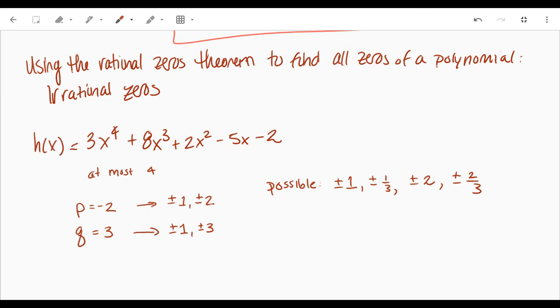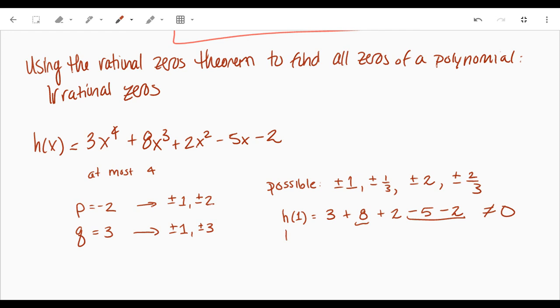So next, if I do h of 1, I get 3 times 1 to the 4th plus 8 times 1 cubed plus 2 times 1 squared minus 5 times 1 minus 2. Okay, and that's not going to be 0, right? Because this is negative 7. It's going to be 6, so it's not 0.